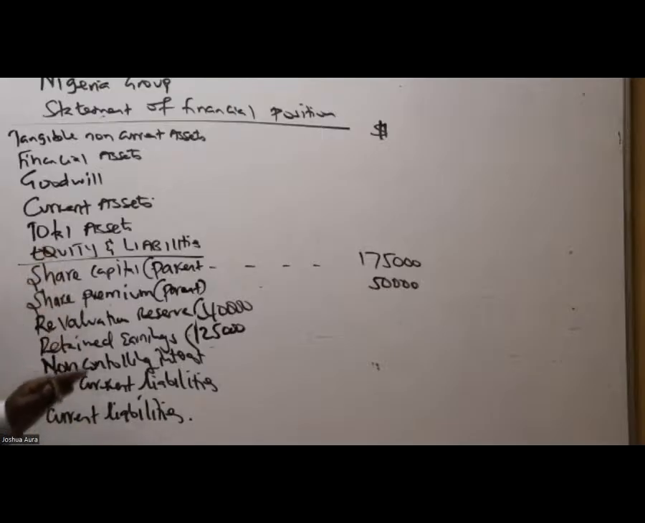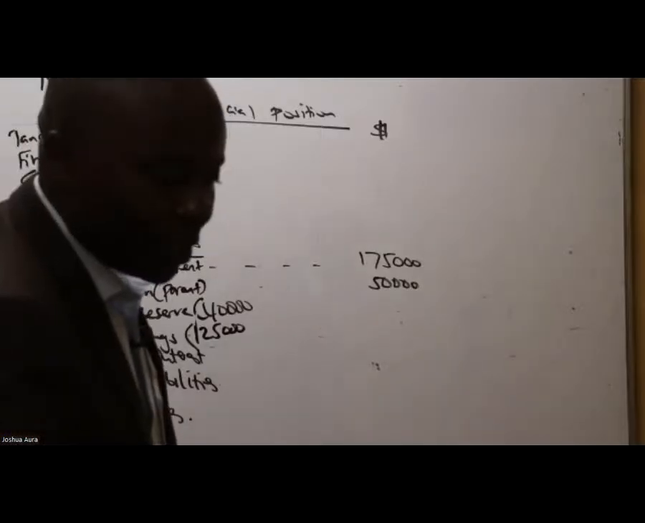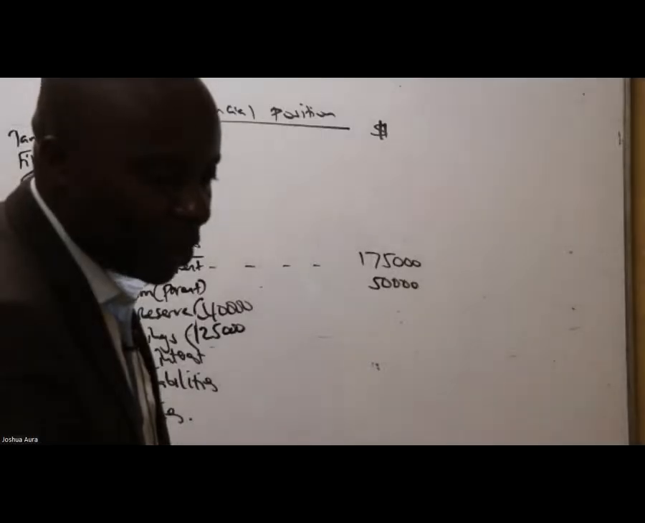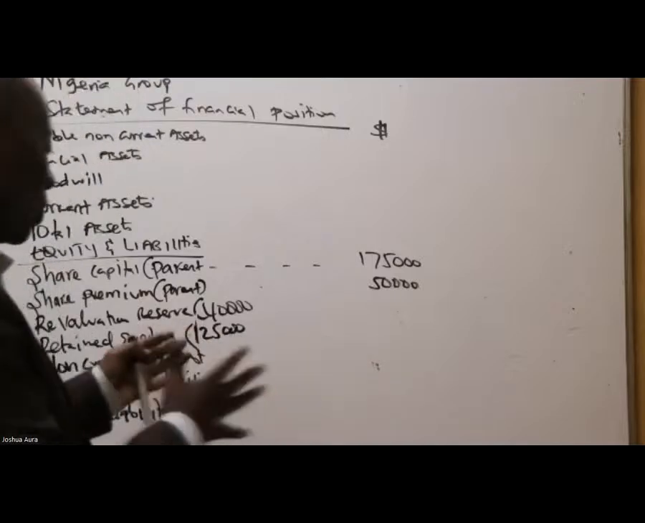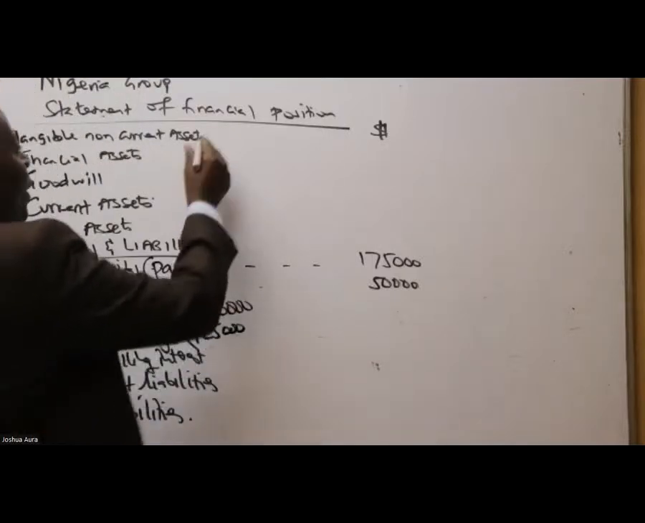That is very good. The moment you write like this, you'll end up getting so many marks without even knowing what you are doing. So we start with the first thing here, which is the tangible non-current assets. I can see Nigeria as 218,000 and Lagos as 100,000. So please combine the two: 218,000 plus 100,000, because consolidation is all about adding.